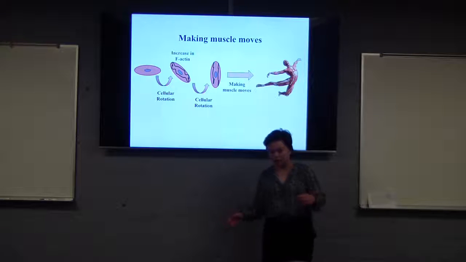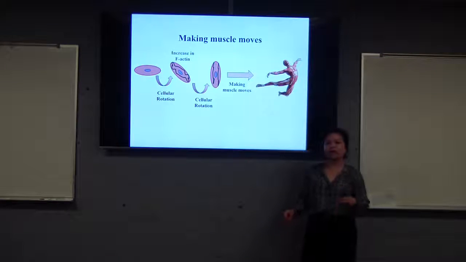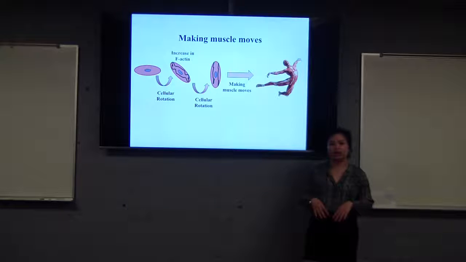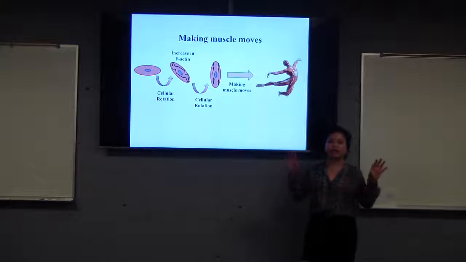And actually what I found was really surprising. As cells start to undergo rotation, they demand more machinery and say, hey, I need more F-actin so that I can undergo cellular rotation and maintain my shape at the same time.